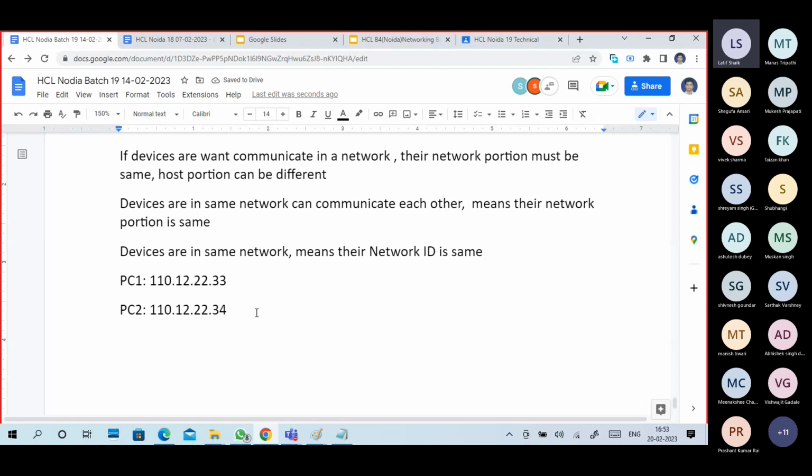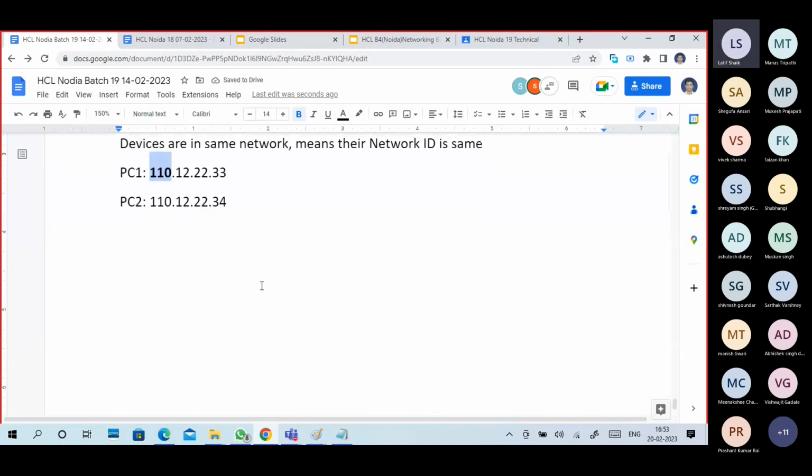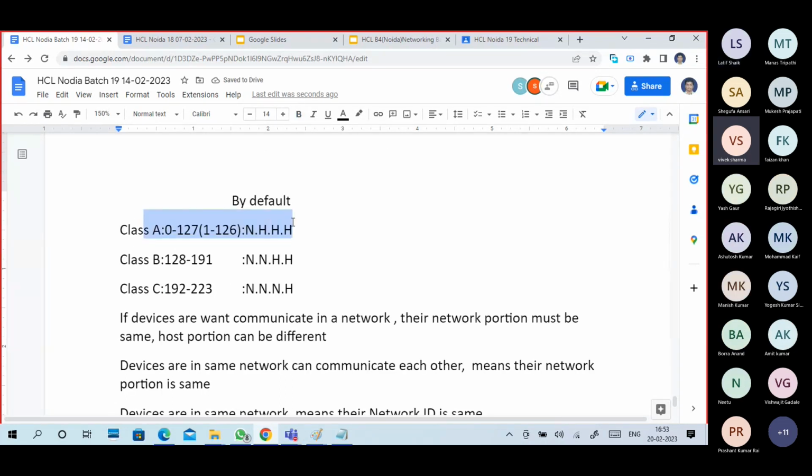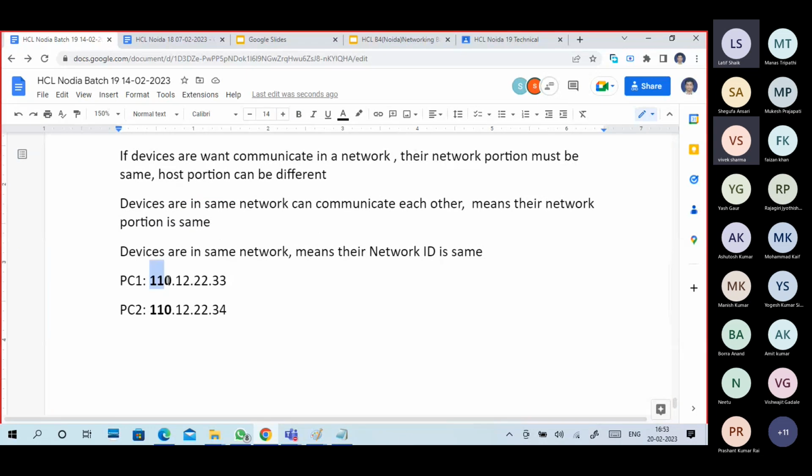Okay, which class is it, guys? See the first octet. Class A. Which class is it? Very good. It is a class A. Okay. Class A, that is the portion. First octet is the network. Check their network portion, same. Means PC1 and PC2 both will communicate with each other.